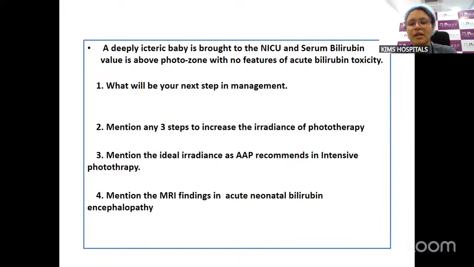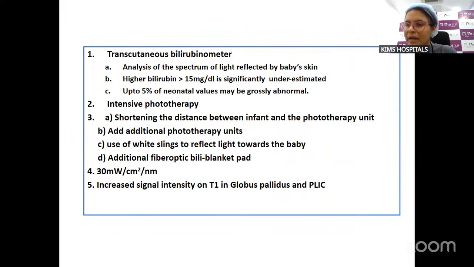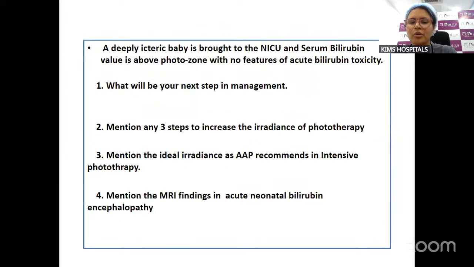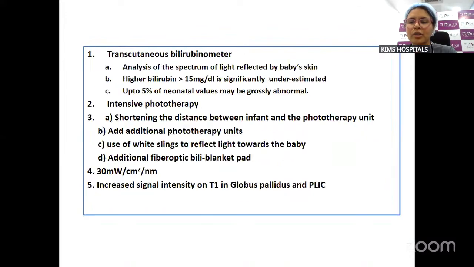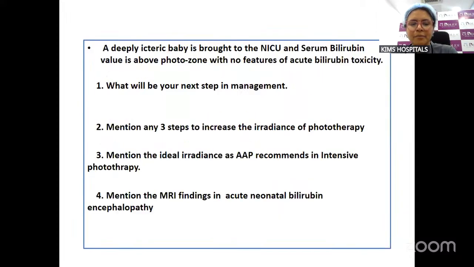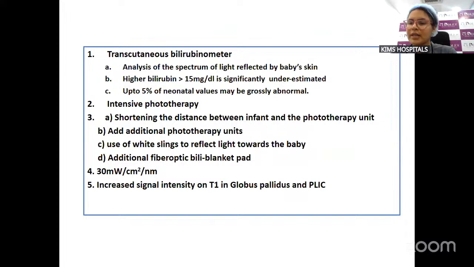Three steps to increase irradiance during phototherapy include adding additional phototherapy units, maximizing the surface area of skin that is exposed, and shortening the distance between the infant and the phototherapy unit, and also some role of adding white slings or reflector cloth around the baby. The term intensive phototherapy as recommended by AAP refers to provision of at least 30 microwatt per centimeter square per nanometer wavelength, and MRI evidence of bilirubin encephalopathy would be in the form of increased signal intensity on T1 weighted imaging in globus pallidus and PLIC.